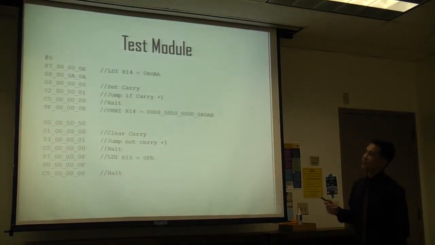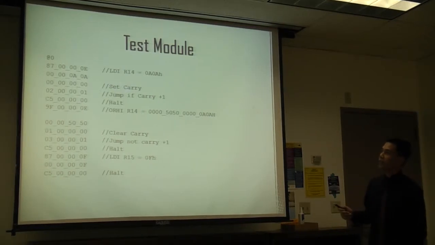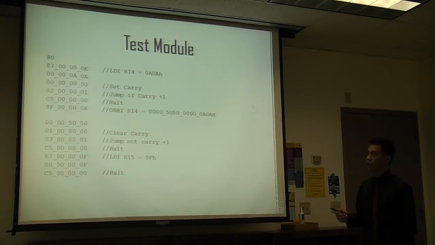Alright, so we tested it out here. Basically how we have it set up, it won't jump if our parity isn't set. So first we load register 14 with 0A0A. Then we set parity. Then jump if parity, plus 1, so it wouldn't execute the halt. And then next we override register 14 with 5050. And then the results would be this.